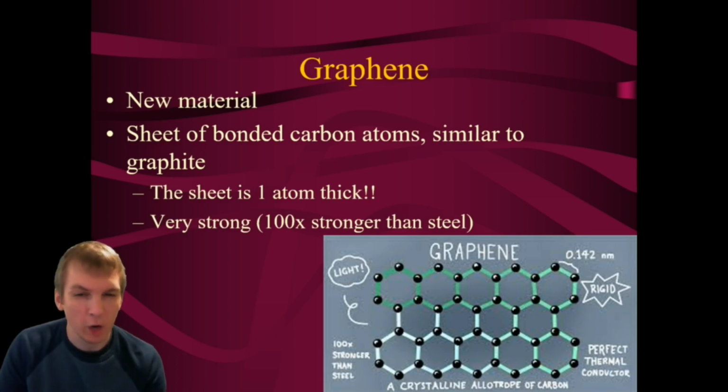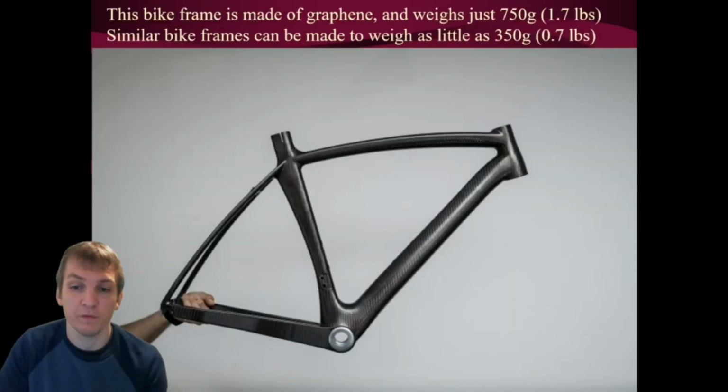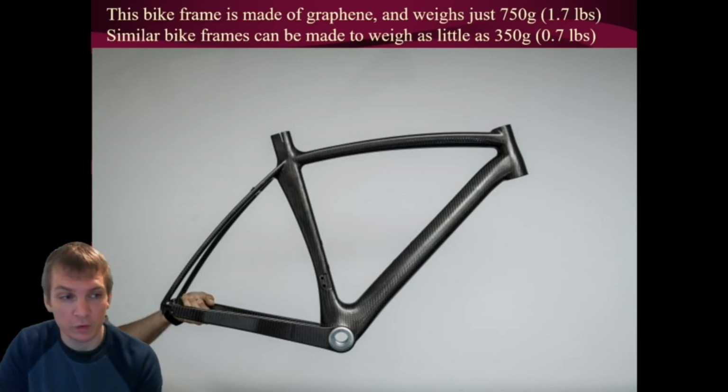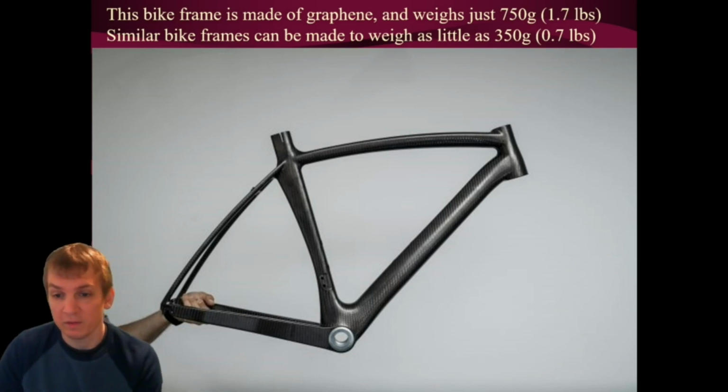So if you think of carbon fiber, it is very similar to this, where the material is very, very light, but it's also very, very strong. For instance, we have a bike frame that is made out of graphene, and it weighs just 750 grams. And for reference, that's 1.7 pounds. That's very light. A similar bike frame that is made out of, let's say, aluminum is much heavier than this. It's going to be closer to 5 pounds, or even up to 10 pounds if it's made out of steel.